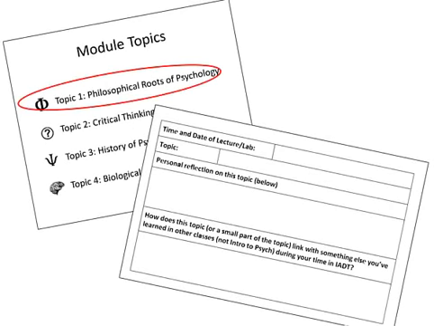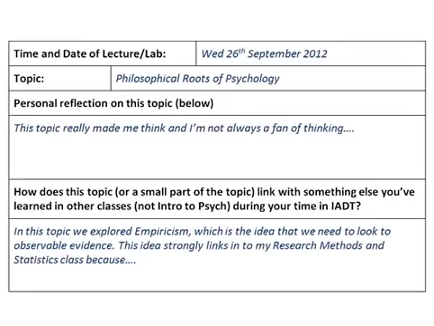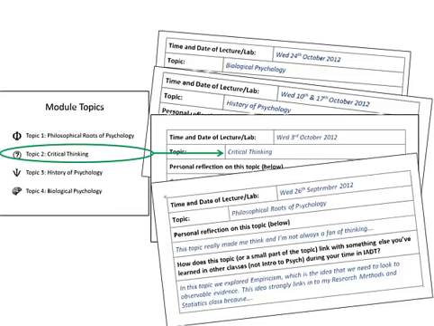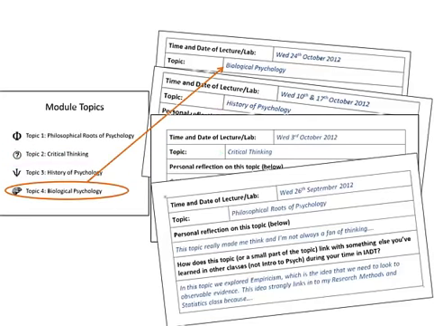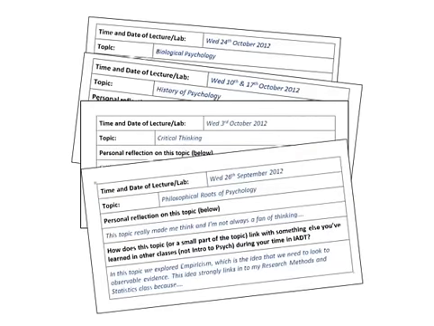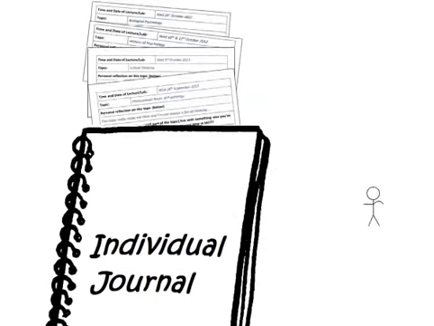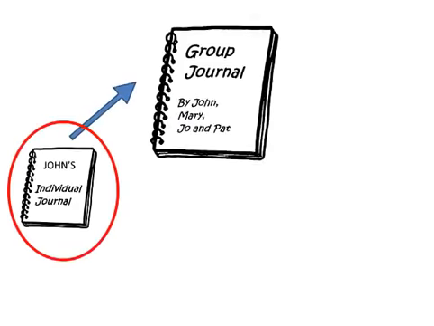Let's take a look at an example for the first topic. This is what it might look like. When this is completed, you need to repeat this step for each of the topics, completing the form for each one. Once you have completed the form for each topic, these then become your individual lab journal. And so you've completed part 1. What's the next step? Well, let's take a look at that now.